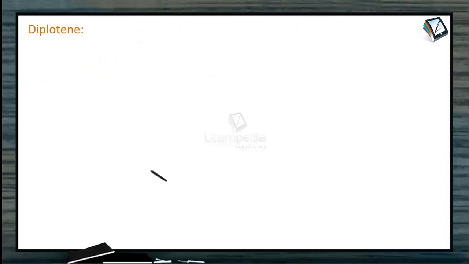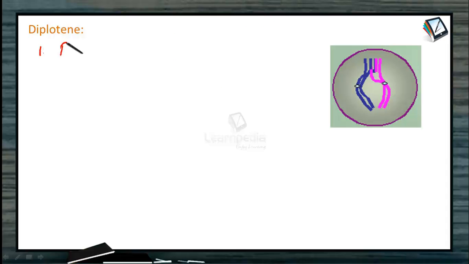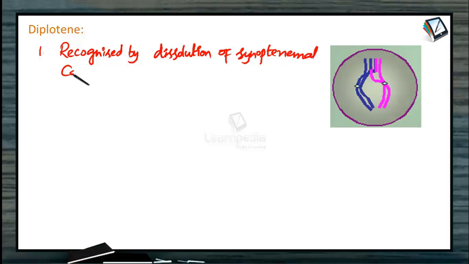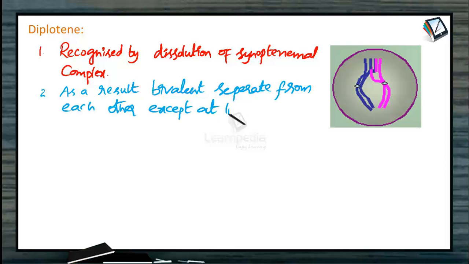Next, diplotene. This stage is recognized by dissolution of the synaptonemal complex. Now see the diagram. These two fused chromosomes try to separate because the synaptonemal forces become weak. That is the dissolution of the synaptonemal complex. As a result, bivalents separate from each other except at the sites of crossing over, that means except at the chiasmata points.